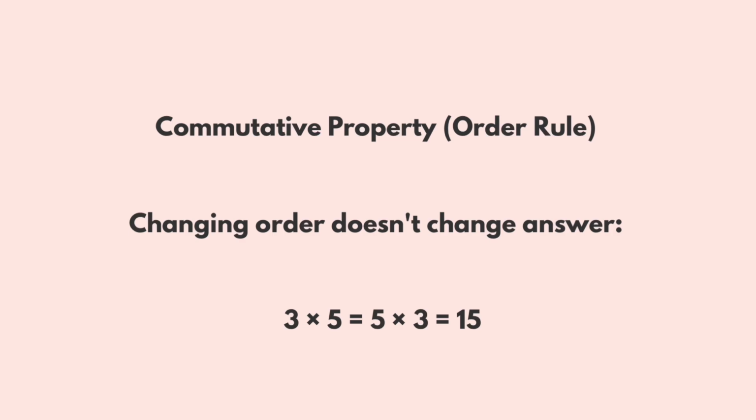Now we understand one rule, the order rule. Changing the order does not change the answer. Means 3 multiply 5, we can also write 5 multiply 3. That gives the same answer, 15.